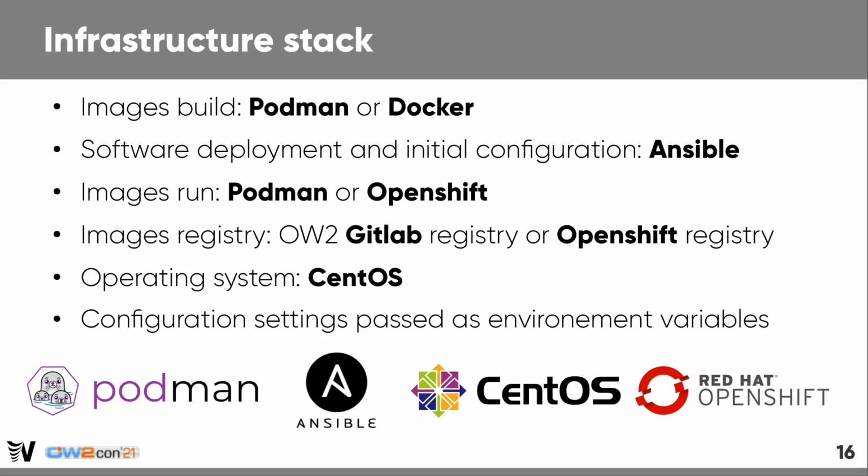In our infrastructure stack, we will build our images. We will build containers with Podman or Docker, and we will use Ansible to deploy all the components in these images. We run these containers with Podman or OpenShift, and we have some image registry. The default one is on OW2, and we also use a CentOS operating system.